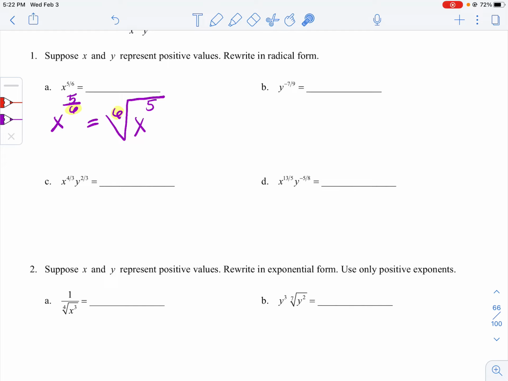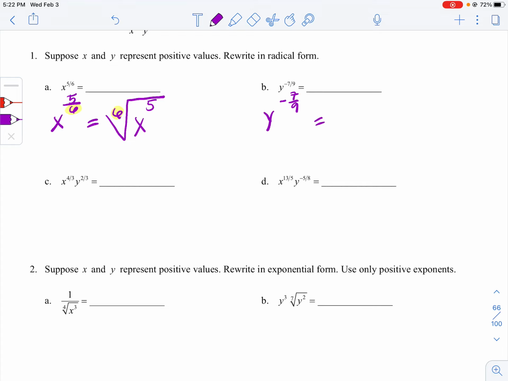Okay, moving on. Letter B. We are also going to rewrite this in radical form. We have y to the power of negative 7 over 9. Okay, take note. There is a negative in the exponent. And I've already said earlier about that property that when that happens, you're putting the whole thing under, and you put 1 on top of it. So let's just do that first.